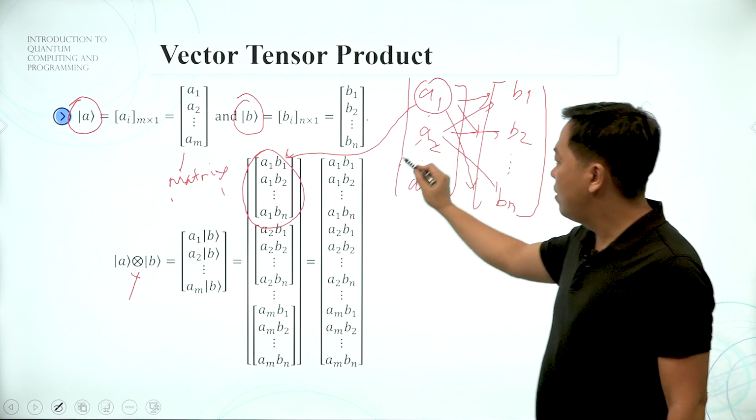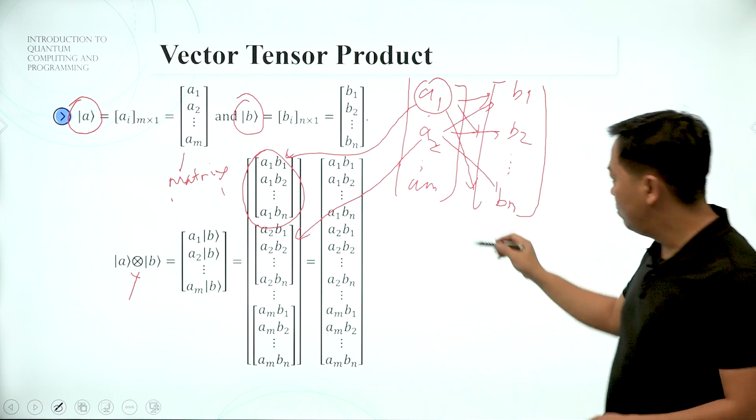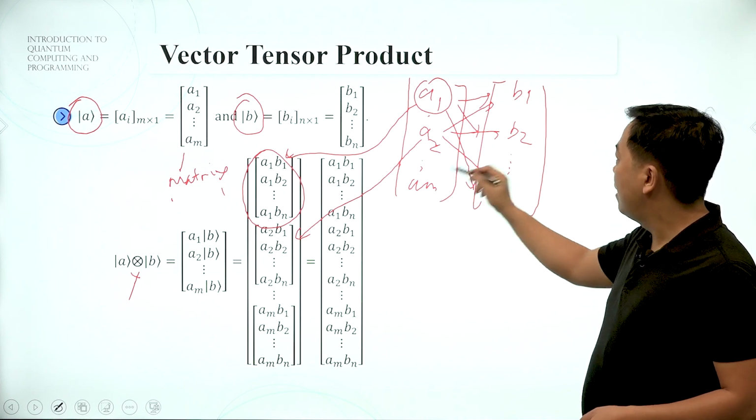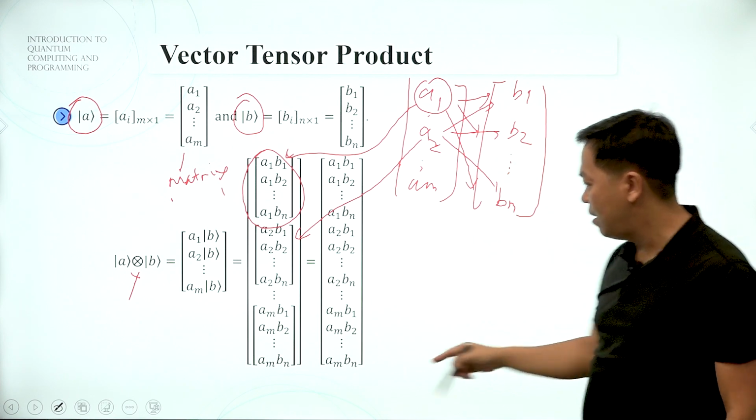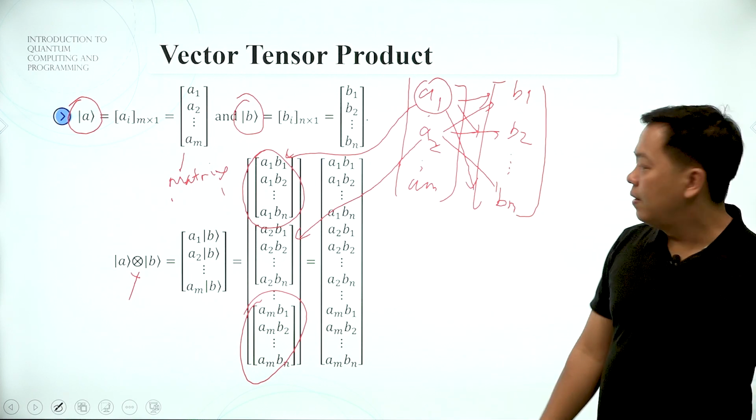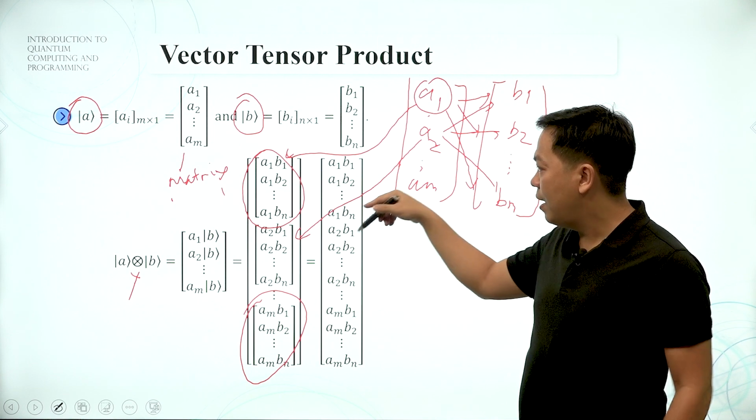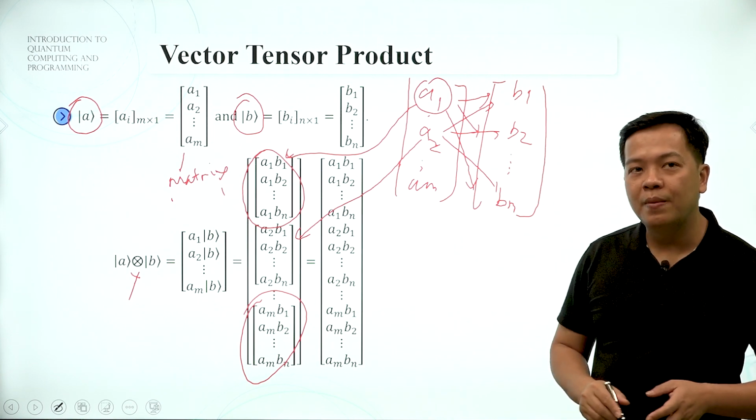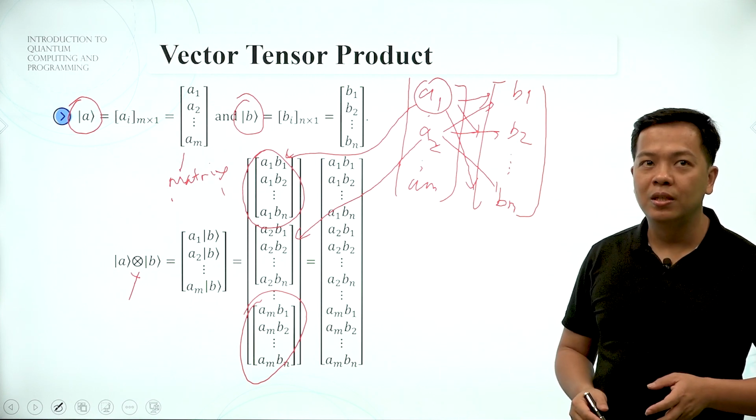After we have the result for this part, we do the same until we reach An: An B1, An B2, up to An Bn. After you multiply all these values, you put them together, and that is the final value.